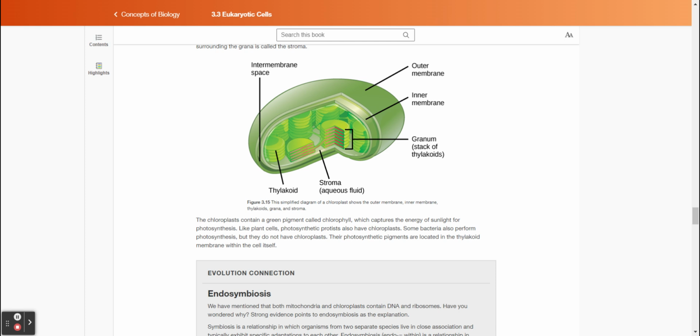The chloroplasts contain a green pigment called chlorophyll, which captures the energy of sunlight for photosynthesis. Like plant cells, photosynthetic protists also have chloroplasts. Some bacteria also perform photosynthesis, but they do not have chloroplasts. Their photosynthetic pigments are located in the thylakoid membrane within the cell itself.